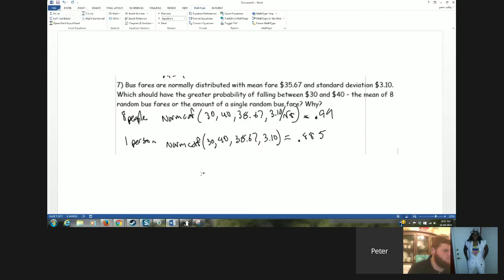But okay, yeah, I would just go ahead and do norm CDF and actually get the 2 probabilities, and then you can add a sentence about, well, as you can see, we're right around the mean, and 8 people would be right around the mean, whereas 1 person would have a harder time doing that. Okay?